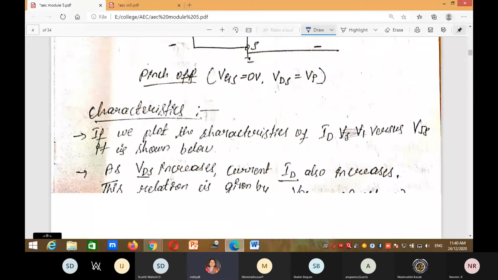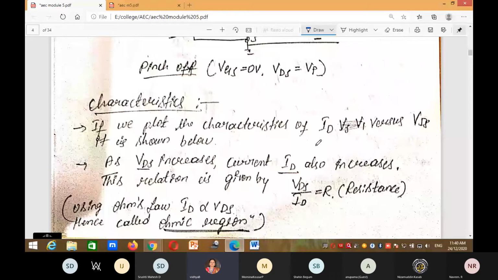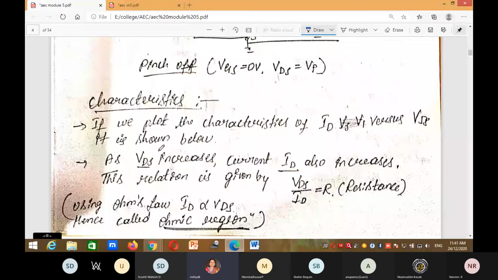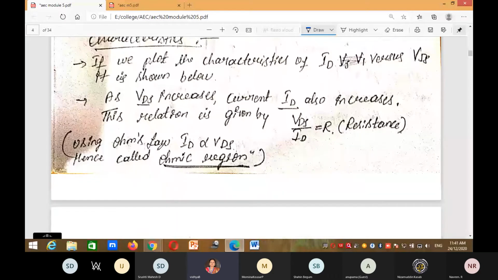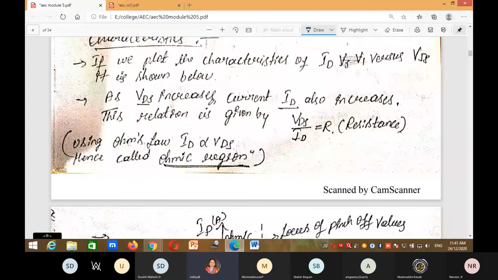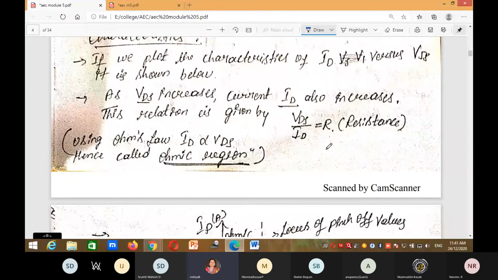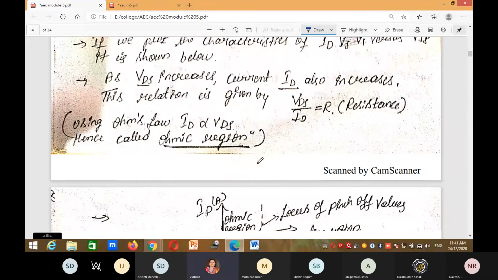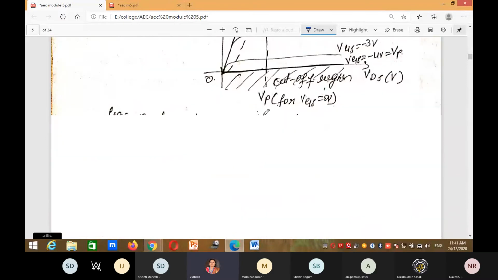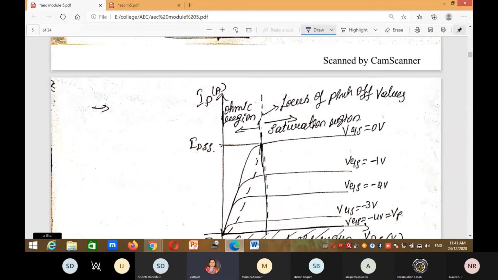Characteristics: if you plot the characteristics of ID versus VDS, it is shown that as VDS increases, current ID also increases. This relation is given by VDS divided by ID equal to R. Usually we write R equal to V by I, but in this case R is equal to VDS divided by ID. You can observe here the graph between ID versus VDS.